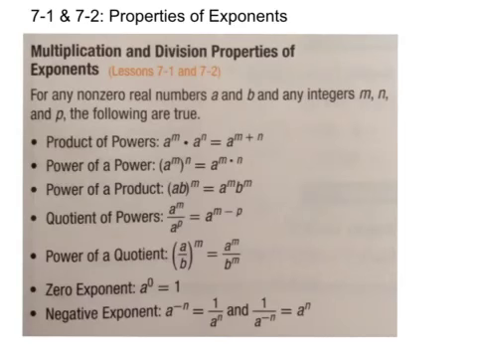This section is 7-1 and 7-2, properties of exponents. I'm starting out here with these definitions, and I'm not going to stay on this sheet long enough for you to write this all down, or maybe I will, I don't know. I'm making this up as I go along. But this is pretty much the whole section right here. This is your notes for this section.